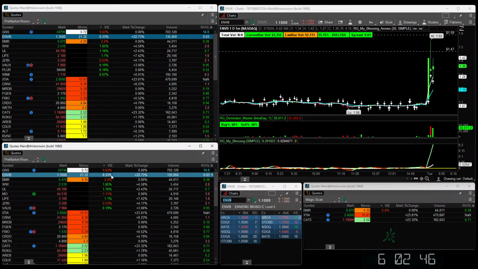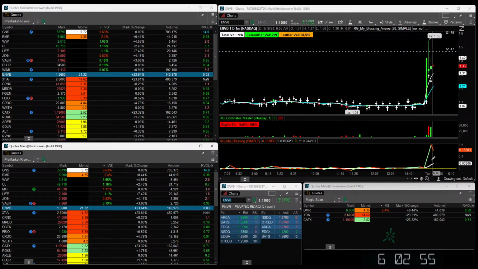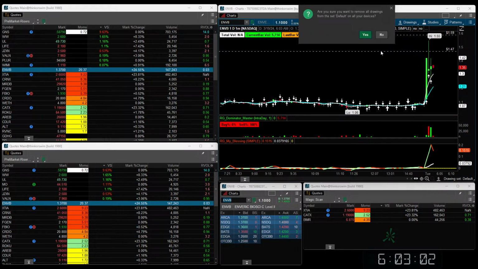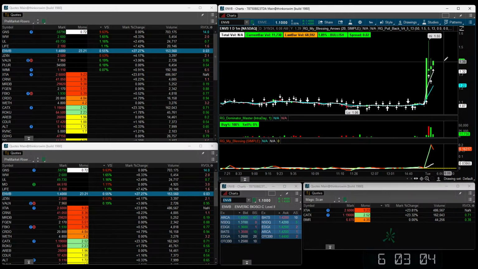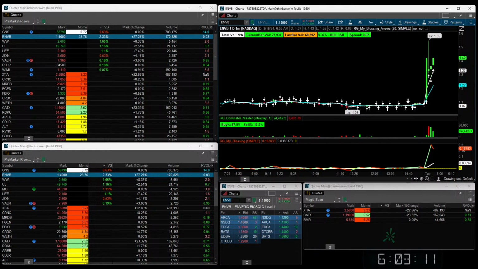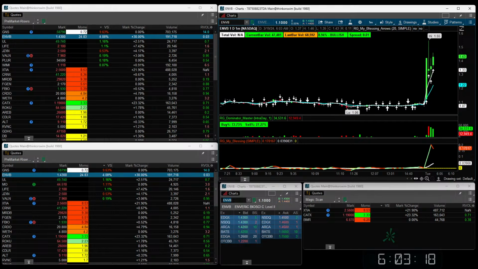ENVB, just over $1, $1.30, spiking up. Could get a run up here. We're watching for long green bars down here. Let me remove the current lines. Let's see if the buyers come in and start buying it up. Watching the volume, it looks really good.